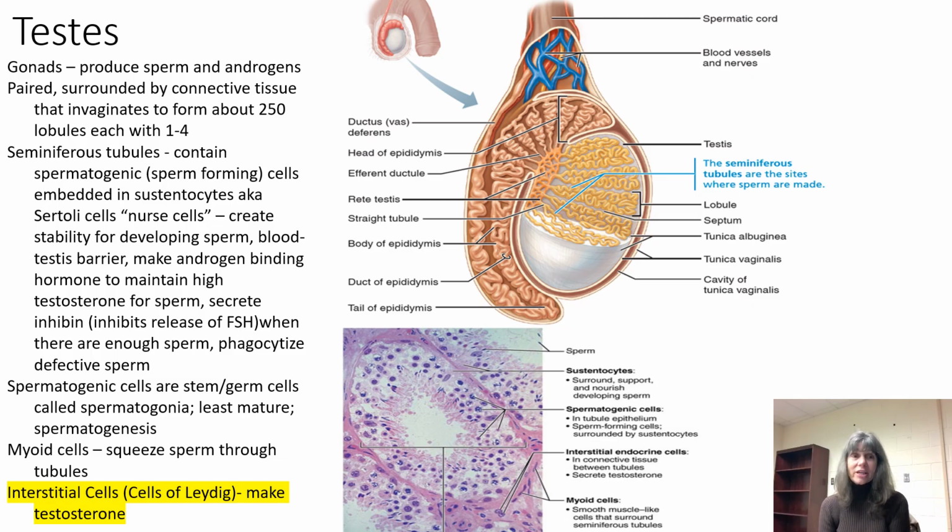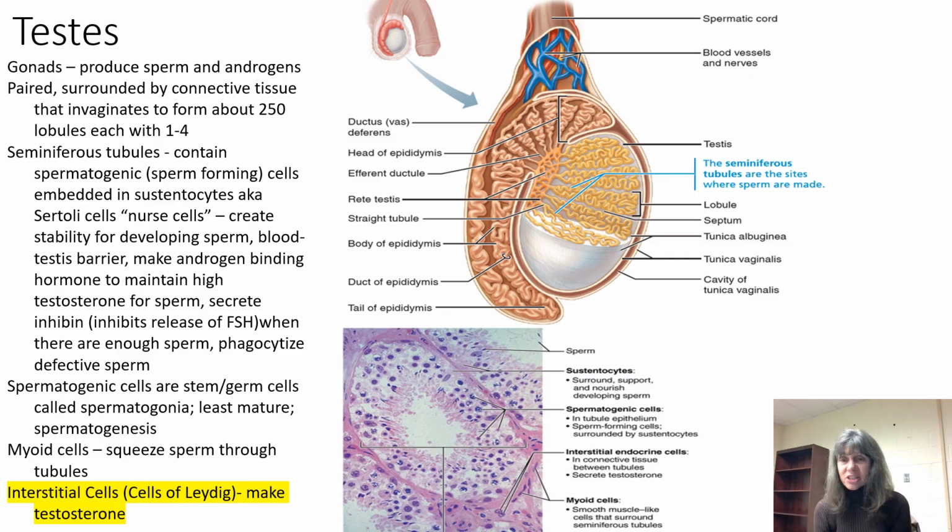Let's take a closer look at the testes, which are male gonads that are responsible for producing gametes known as sperm and male sex hormones. Testes are paired organs surrounded by a connective tissue layer that is actually a serous membrane.